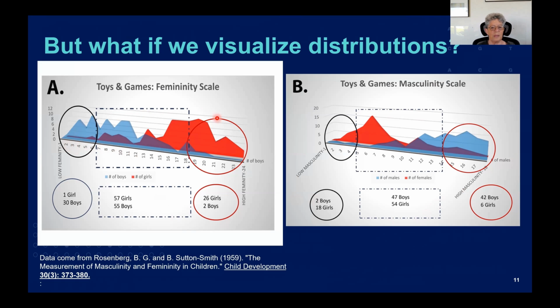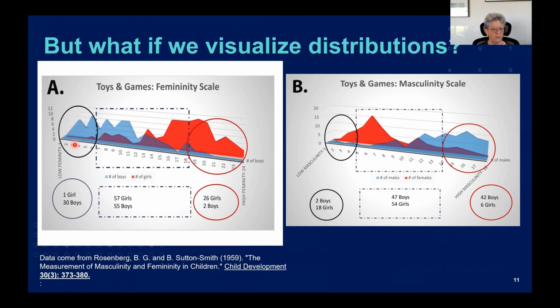Here, I'm going to just do the femininity scale, which is low femininity of 1 to high femininity of 24. And on the y-axis, we have the number of children showing up in each scale. Blue is boys, red is girls. And we see again what looks like a nice, healthy, statistically significant binary distribution if we only look at the ends. And we see that at the very low femininity end, we have more boys.